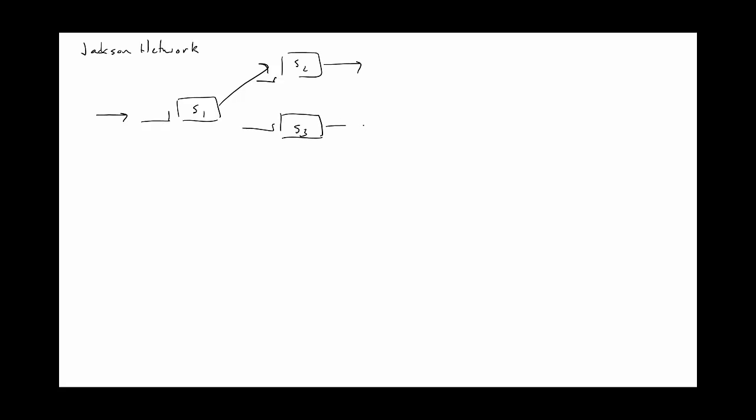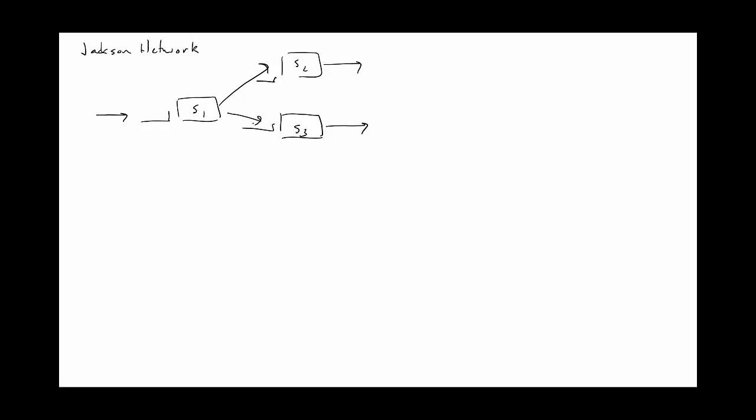In particular, we're interested in something called a Jackson network, which we'll define a little bit more formally in a bit. But let's just assume that we have a system that looks as the following. We have 3 servers, S1, S2, and S3. And each one of these servers is similar to what we had seen before, where we have arriving entities, they receive service, and then they depart.